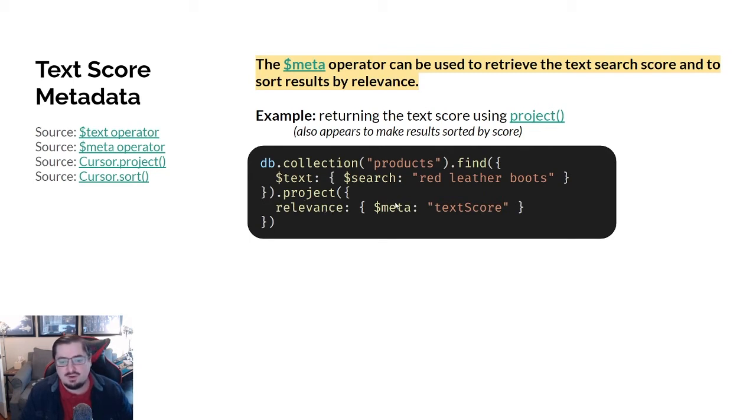So relevance, I'm going to then give it the meta operator here, meta text score. So then that creates or adds a relevance field to the results that come back, and that contains the score. And as it turns out, just doing this will go ahead and actually sort it by the score as well.